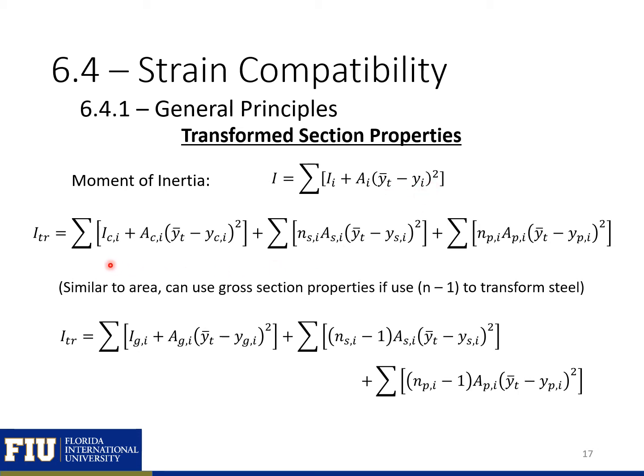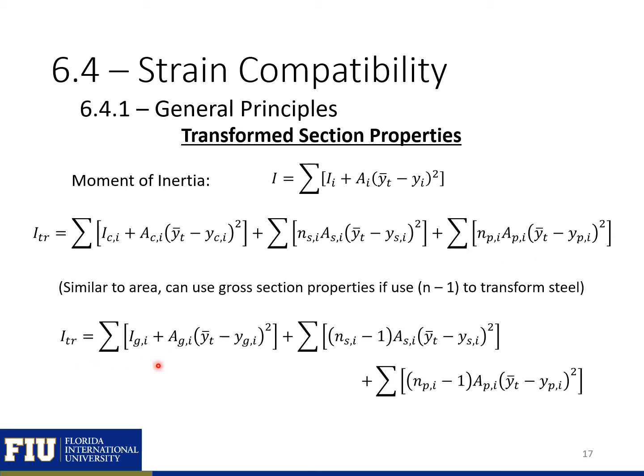So we have one portion for our concrete areas, one portion for our steel areas, and one portion for our pre-stressed areas. We're going to assume that the moment of inertia of our steel itself and the pre-stressing itself is equal to 0. So you can see here for the steel and pre-stressing components, we only have an Ad squared component and we don't have the I component. And this is going to have a very minor effect on your overall transformed section properties.